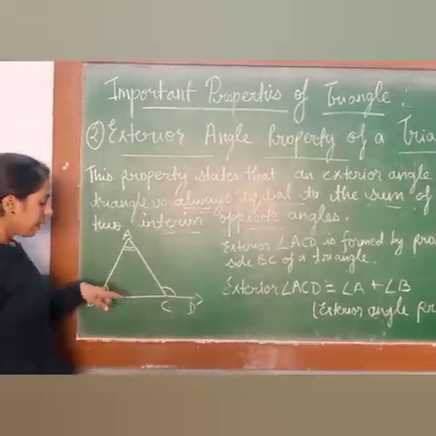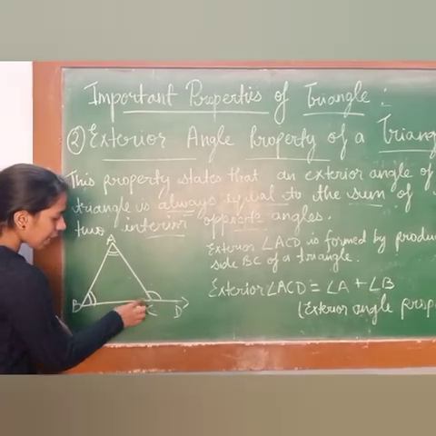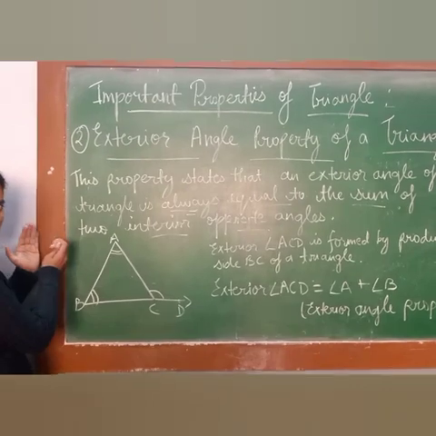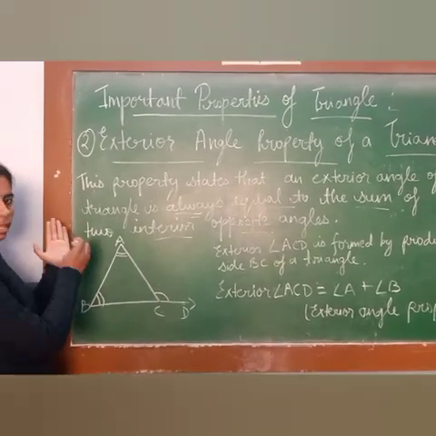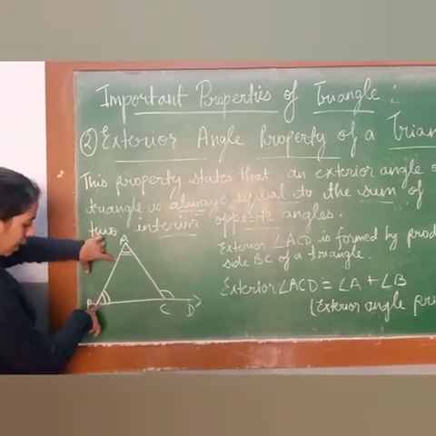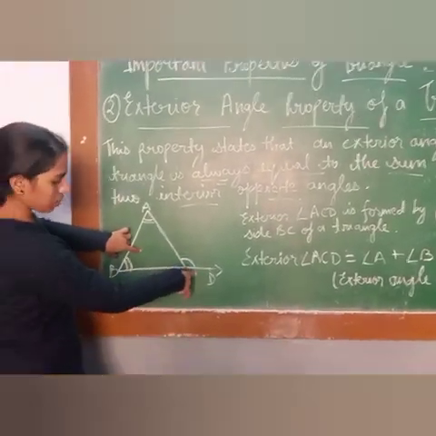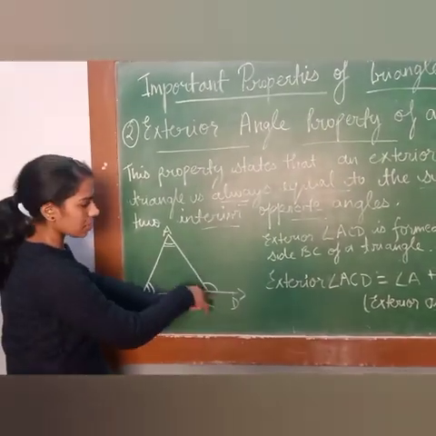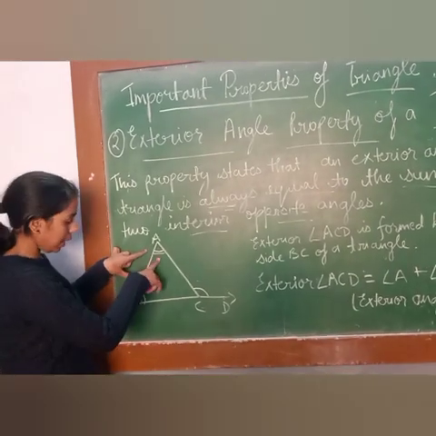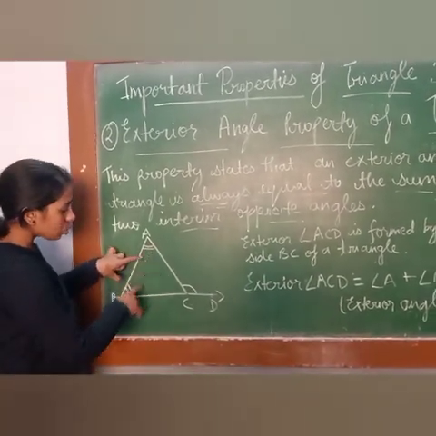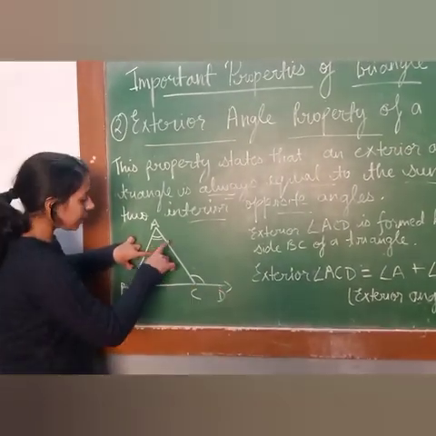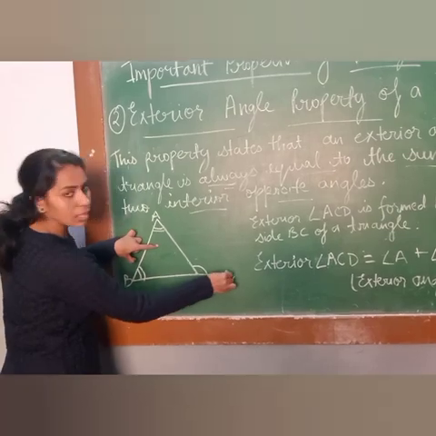Now opposite, students, this angle will not be the opposite of this exterior angle. Opposite means something that is just in front, like these two angles are opposite. So angle A and angle B are two interior opposite angles of an exterior angle ACD. I am repeating, angle A and angle B are the two interior opposite angles of the exterior angle ACD.